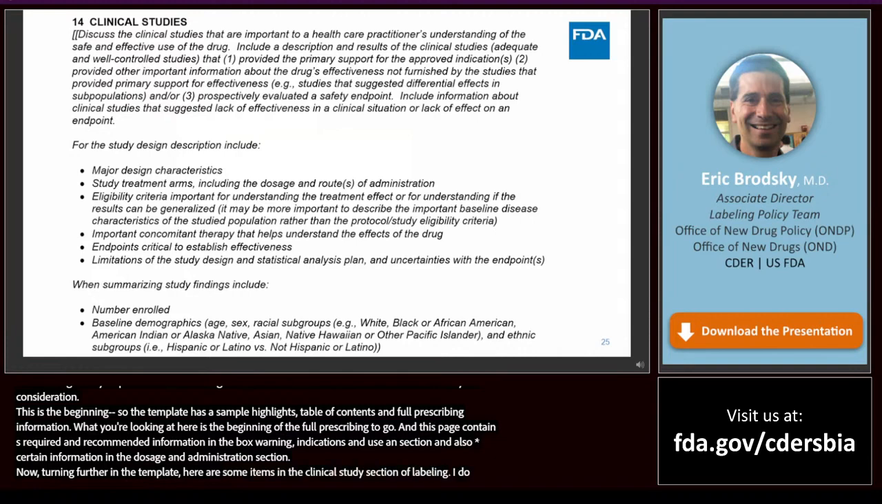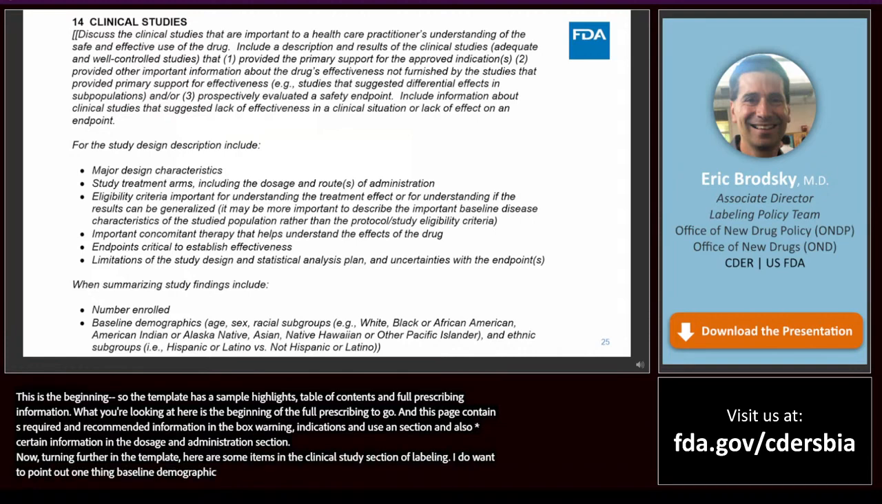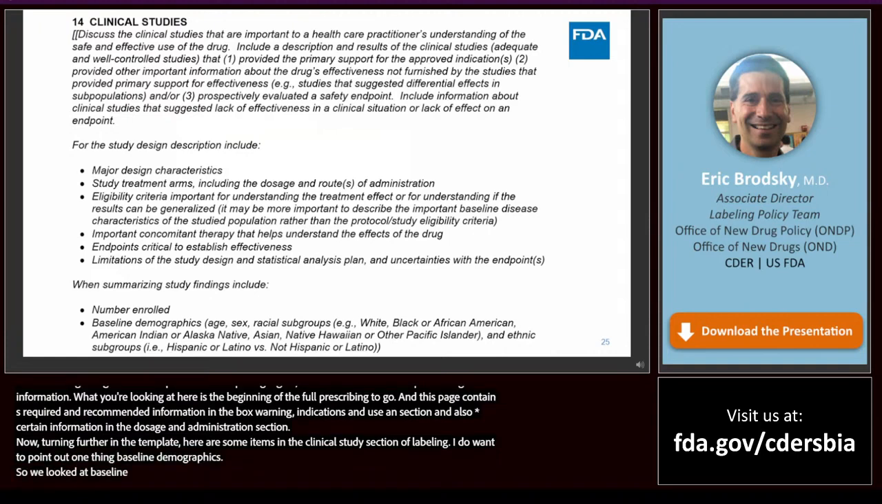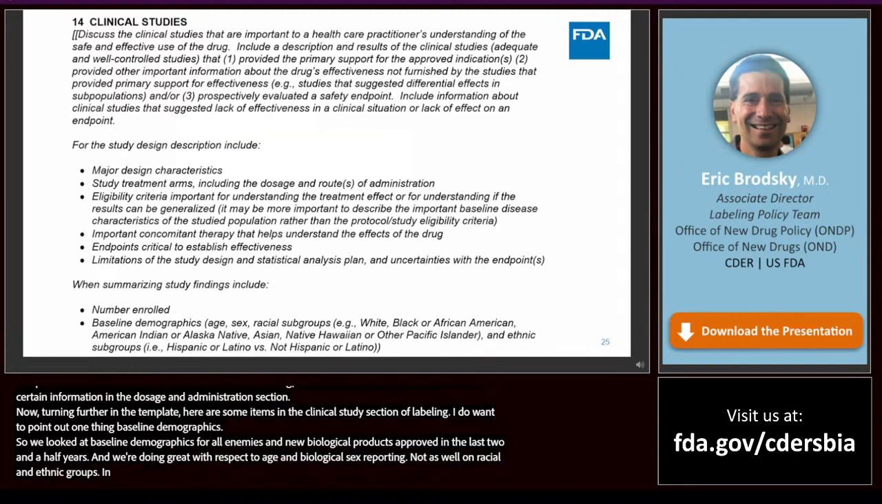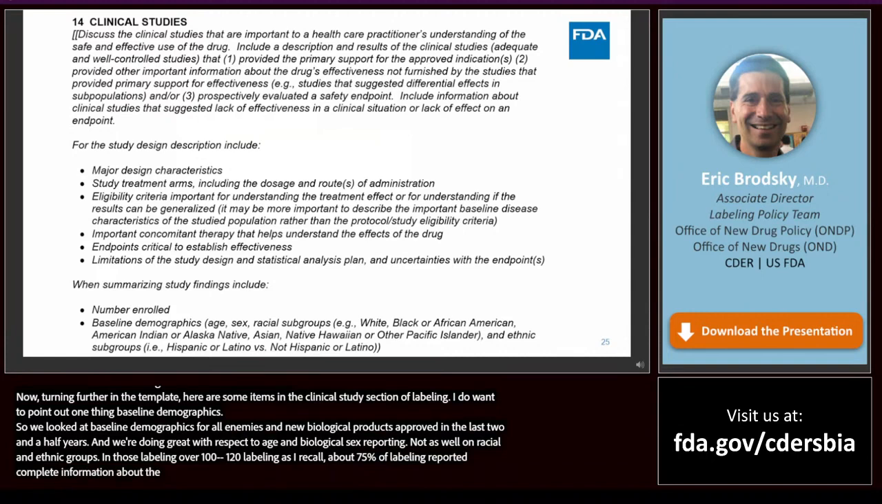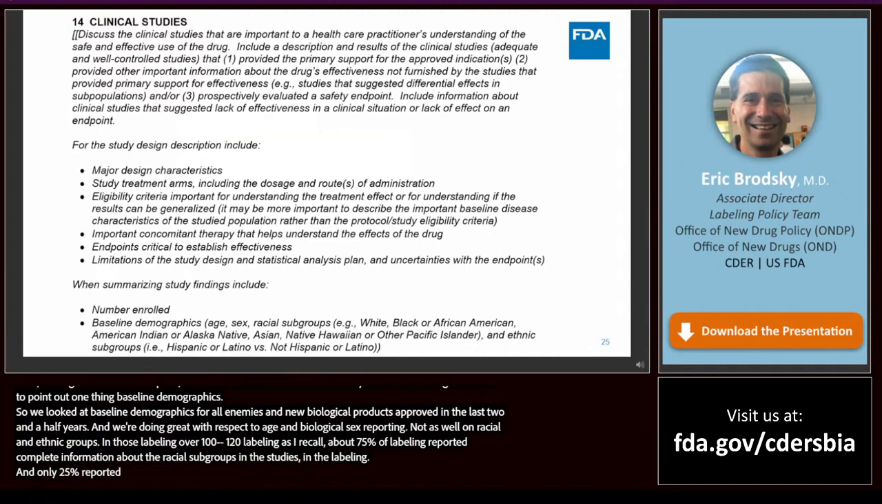And I do want to point out one thing, baseline demographics. So we looked at baseline demographics for all NMEs and new biological products approved in the last 2.5 years. And we're doing great with respect to age and biological sex reporting. Not as well on racial groups and ethnic groups. In those labeling, about 120 labeling, as I recall, about 75% of labeling reported complete information about the racial subgroups in the studies, in the labeling. And only 25% reported ethnic subgroup information in the labeling.